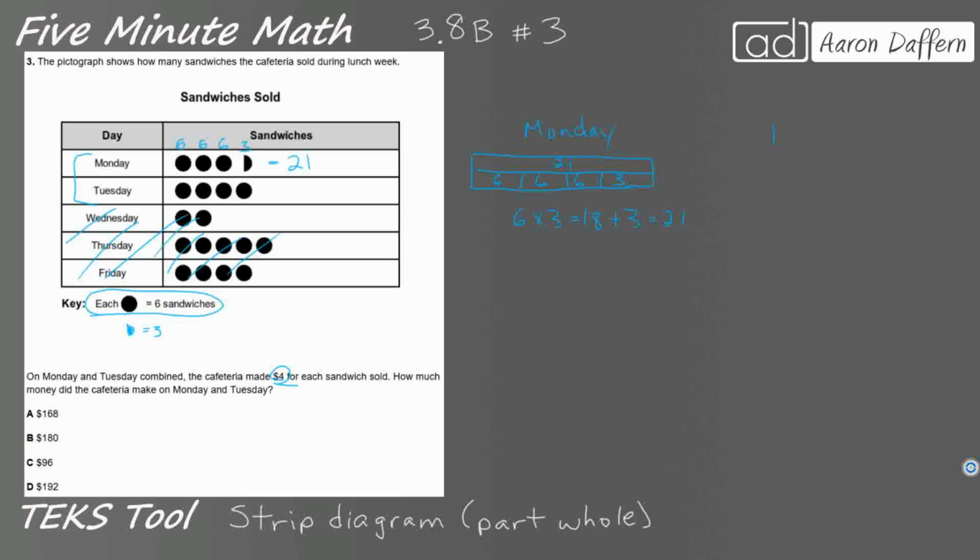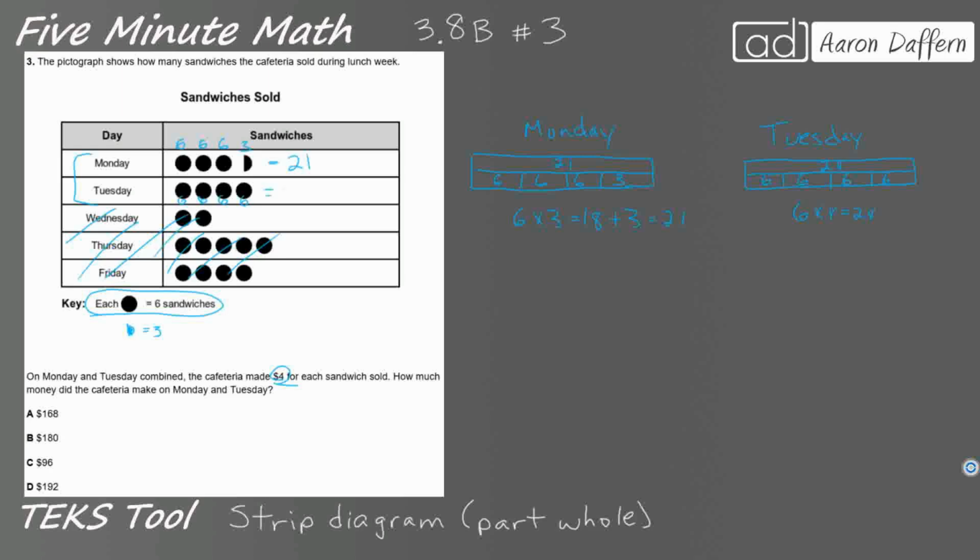Let's figure out how much we have on Tuesday. And we'll do the same thing. Now, there are no partial circles here, so it's just 6 all the way across. Okay, so I'm going to have 4 groups of 6. So this one is going to be an equal group strip diagram. So this is a mixed problem. It's got a little bit of both, part whole and equal groups. So if we put that together, that's going to be 6 times 4, and that's going to equal 24.